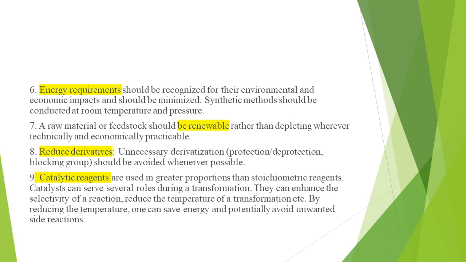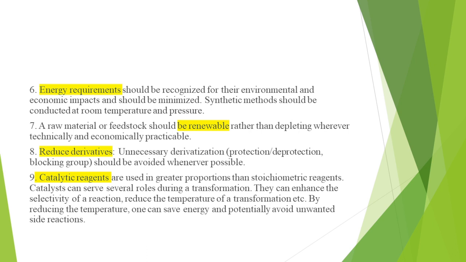Seventh principle, a raw material or feedstock should be renewable. Whatever we are using as a feedstock or a raw material, that should be renewable so that it is more practicable. Eighth principle is reduce derivatives. We know that there are derivatization processes happening, that is protection, deprotection, or blocking groups. Sometimes we use these in chemical reactions, but that is unnecessary, so that should be avoided when you are studying green chemistry.